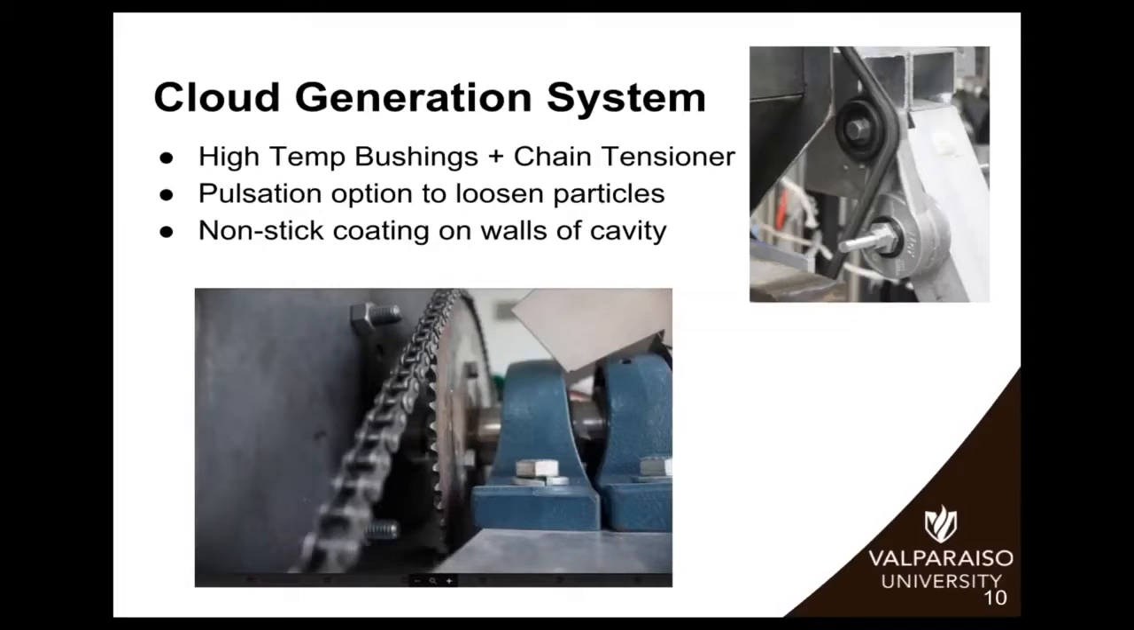So for our cloud generation system, we have implemented 2 high temperature bushings to replace the 2 bearings from the previous iteration.